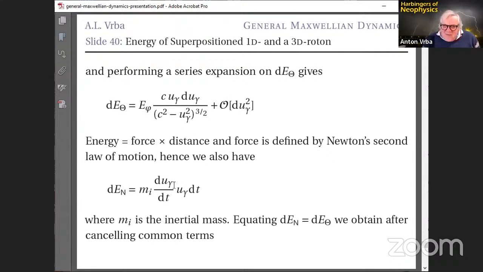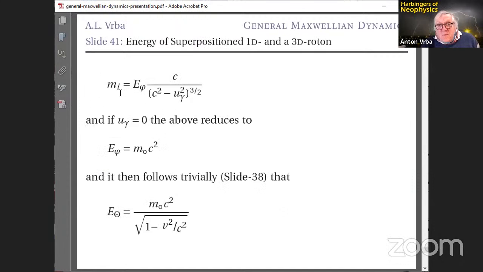Therefore, if I do this in terms of Newton, I have a delta energy, Newton, is a mass, and the acceleration is du dt, and distance is u dt. And I now simply set this equal to that, and it basically works out that m_i equals E, the energy of the three-dimensional photon, c over c squared over that.